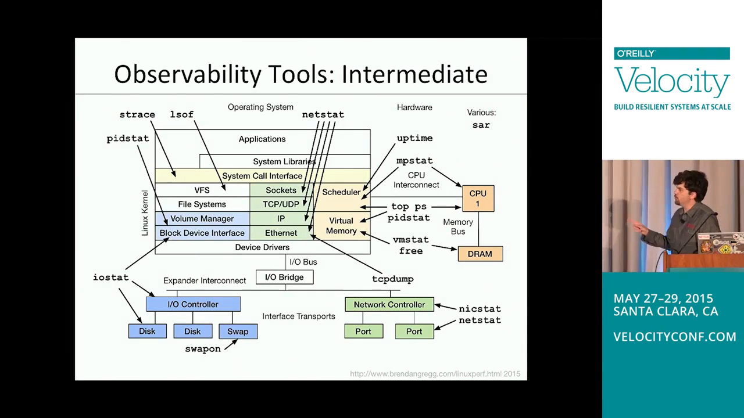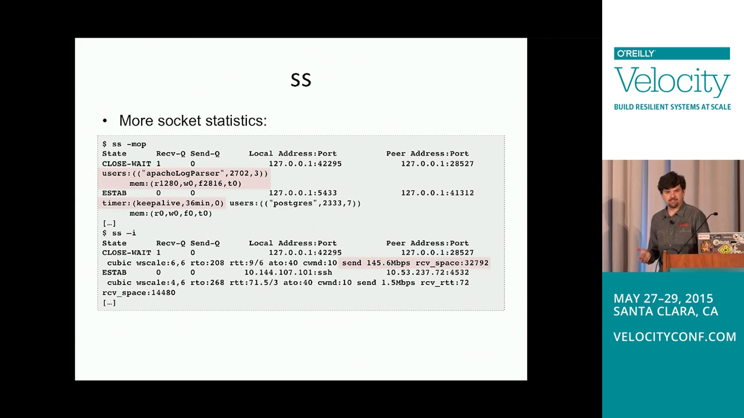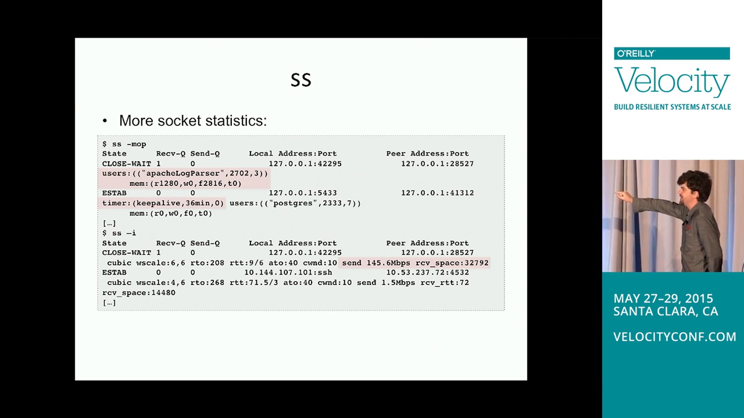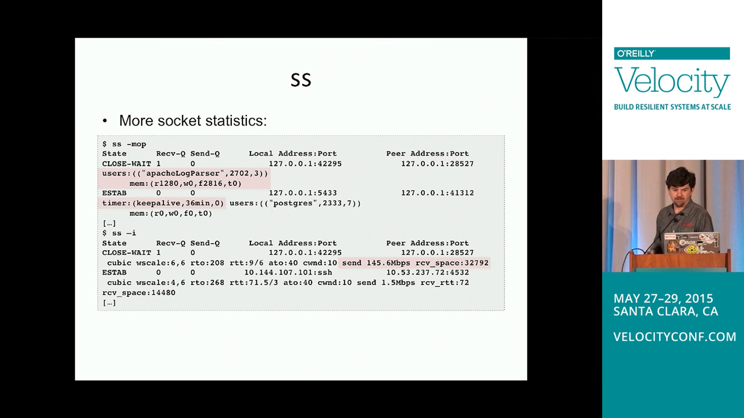So I've now decorated more of these with intermediate tools. Advanced observability tools include ss, which I ran a version of earlier. ss gives you more socket statistics, so it can look at how the buffer sizes are set, how much receive space there is, so more information than you get out of netstat.